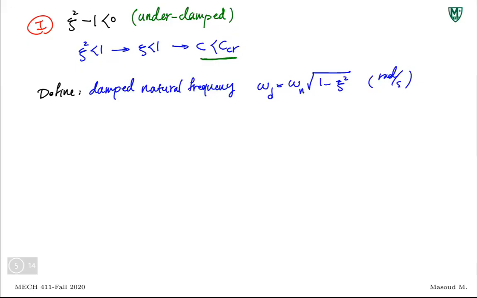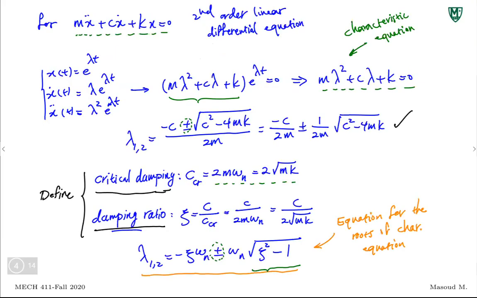So I can use this and rewrite this equation for the roots, right here, lambda 1 and 2. Here I have zeta squared minus 1. So I have to move things around a little bit to replace this omega n square root of zeta squared minus 1 with omega d. Here is what I'm going to do.